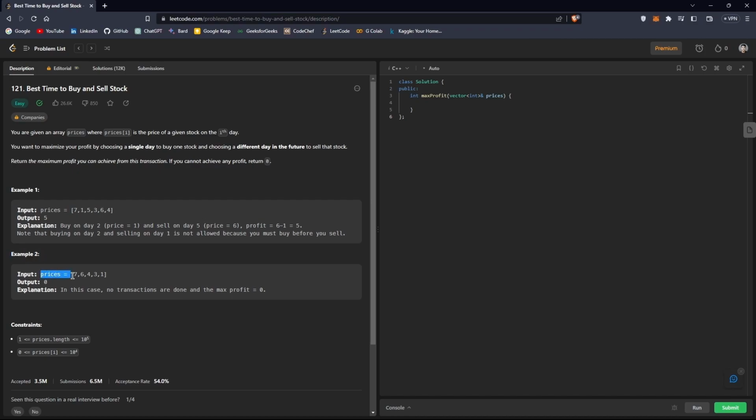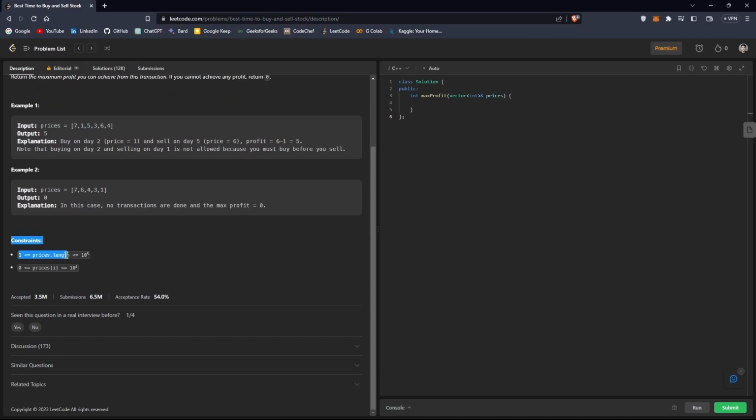Here the prices are in decreasing order, so if you buy any stock on an earlier day, on a later day the stock will always decrease in value, so our net profit would be negative. So we do not buy any stock at any given point, hence a profit of 0 because no transaction is made. Now you can look at the constraints where the prices length lies between 1 to 10 to the power 5, and prices[i], the integer value, ranges between 0 to 10 to the power 4. That's very good.